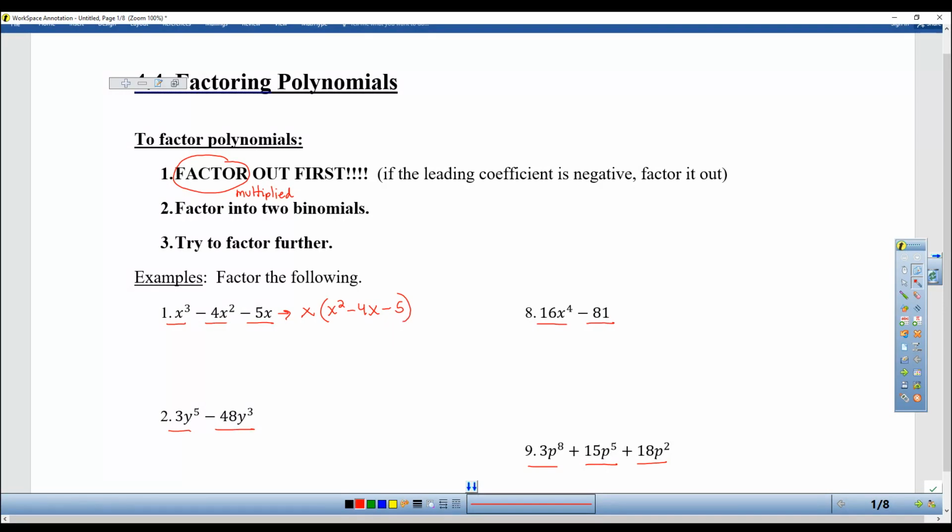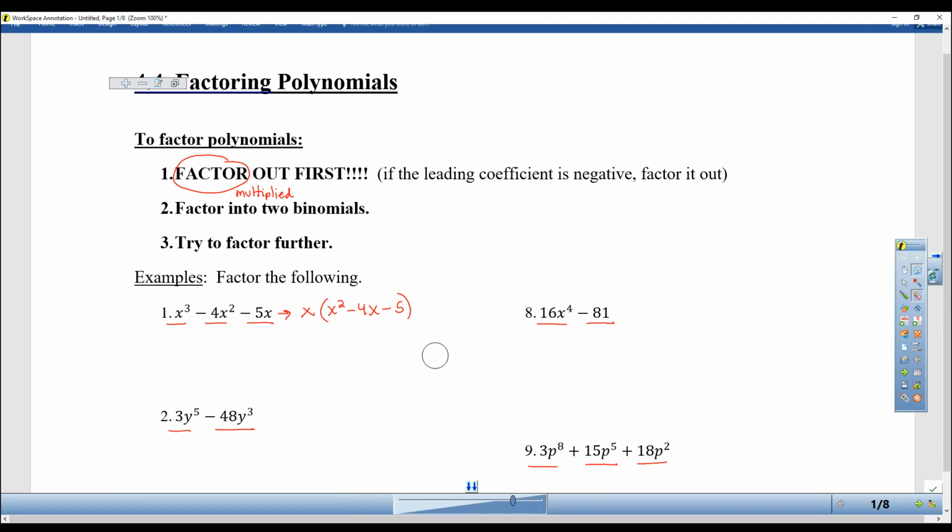That's called factoring out. And it's very easy to recheck if you remultiply it. X times x squared is x cubed. X times negative 4x is negative 4x squared, and x times negative 5 is negative 5x. So you can recheck it to make sure that you did it correctly.